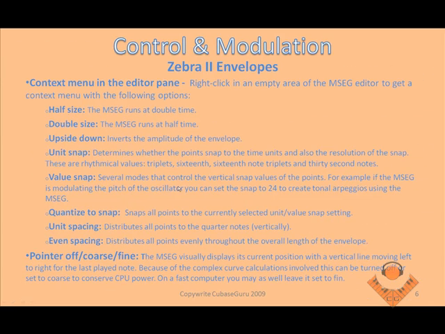Value snap. Several modes that control the vertical snap value of the points. For example, if the MSEG is modulating the pitch of the oscillator, you can set the snap to 24 to create tonal arpeggios using the MSEG. Let's have a look at that.